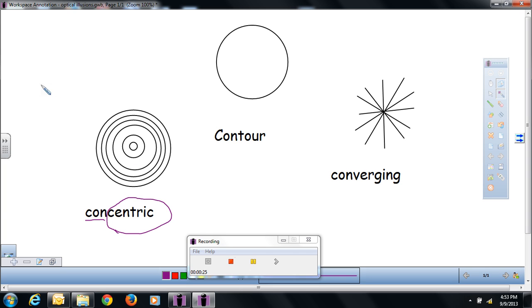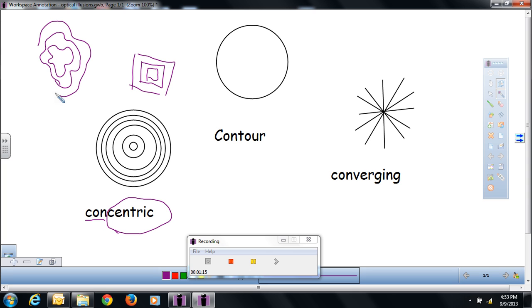You can have concentric squares, concentric blobs, as long as it is a closed shape and it radiates from that center shape. It is concentric.